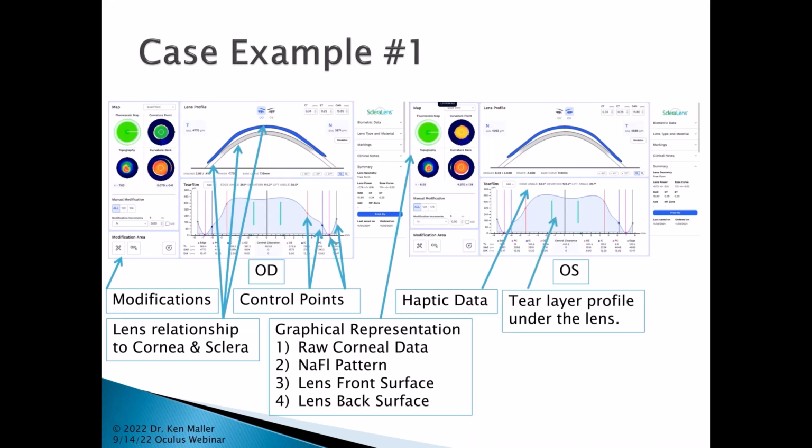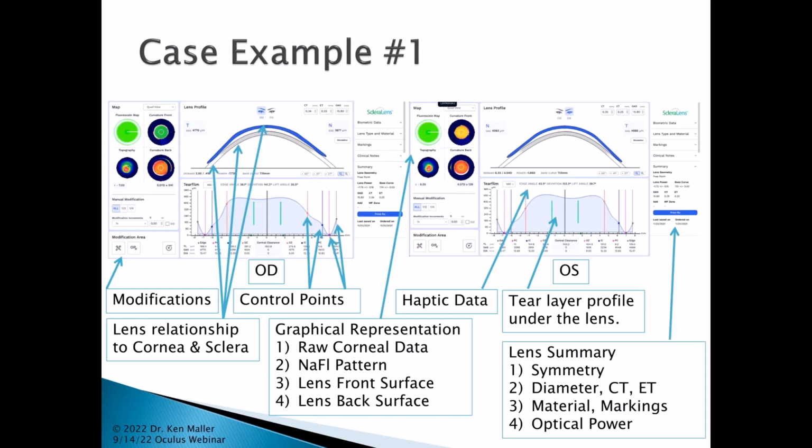And then, of course, here is a graphical representation of the tear layer that you've generated between the lens and that corneal surface, where the upper darker blue line represents the front surface of the tear lens, and then that low flat line that's going right across the screen represents the corneal and scleral surface.